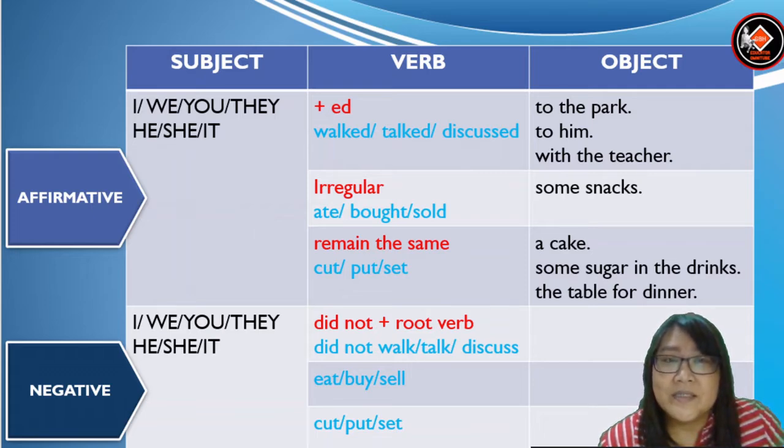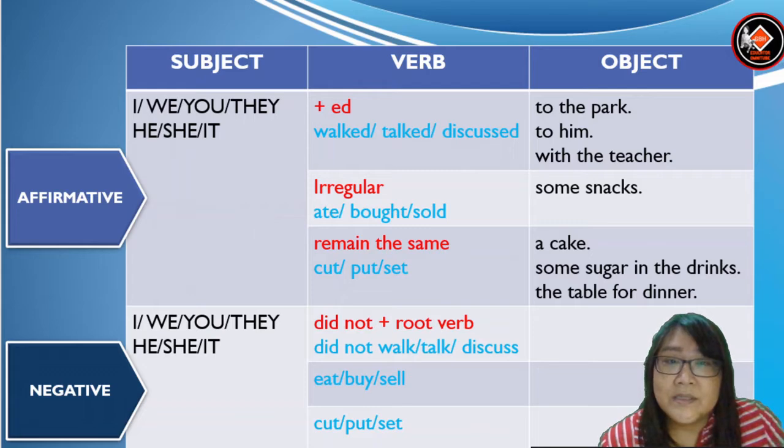Let's look at the negative. The negative, the subject: I, we, you, they, he, she, it. For the verb, you write did not plus the root verb. Did not walk, did not talk, did not discuss, did not eat, did not buy, did not sell, did not cut, did not put, did not set.